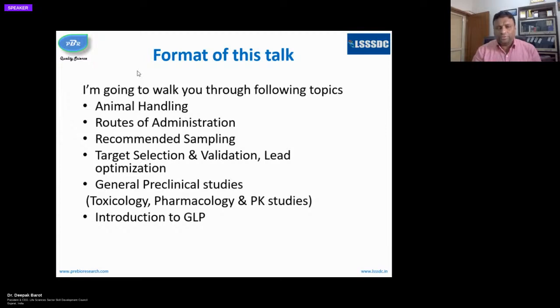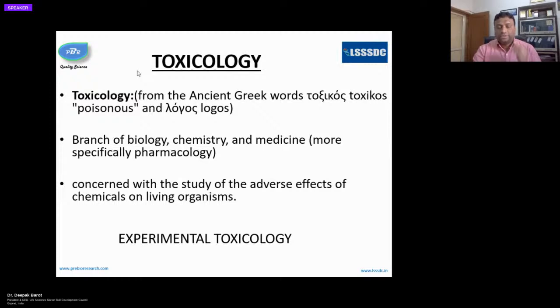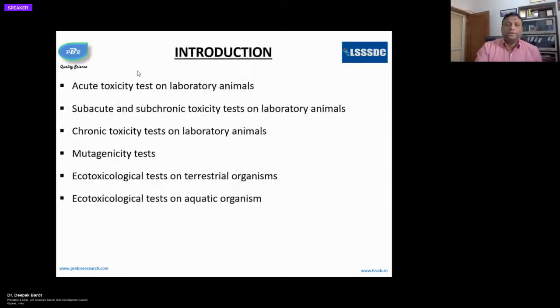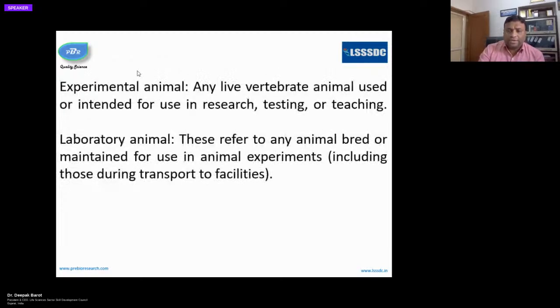we will quickly see the operations inside the animal facility also, especially in terms of clinical toxicology. As we have seen and studied, toxicology comes from the Greek word toxikos, meaning poison. So toxicology, the moment you say it, means acute, subacute, chronic, subchronic studies, genetic toxicity studies. All the studies are defined as per the guidelines from OECD, EPA, EMEA, JMAFF, Schedule Y, USFDA, ICH, and WHO. Each of these has its own regulatory guidelines.